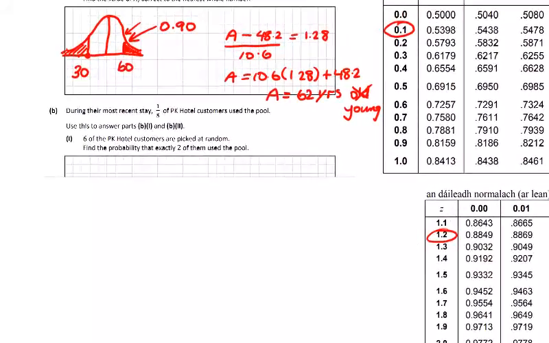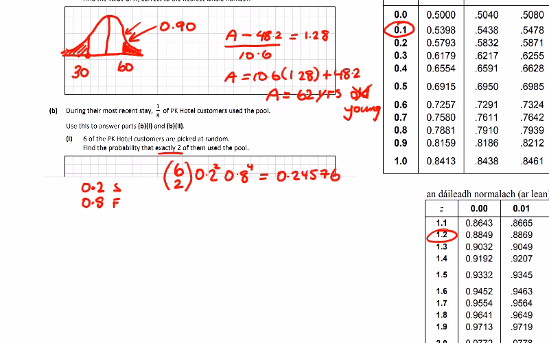Now what are we doing over here? Bernoulli trial. During a most recent stay, 1/5 used the pool, 0.2 used the pool, so 0.8 didn't. We have our success and failure for our Bernoulli. 6 are picked at random. Find the probability exactly 2 used the pool. 6 choose 2 by 0.2 to the power of 2 by 0.8 to the power of 4. If you don't know your Bernoulli trial rules, you probably aren't watching this video. This gives an answer of 0.24576. One of these maths questions, when you practiced it, you get it in the exam, and you have a big smile on your face.